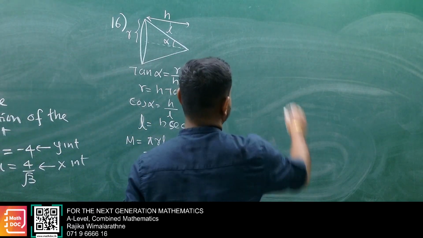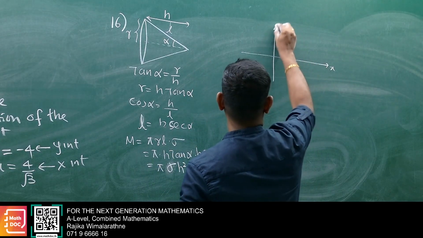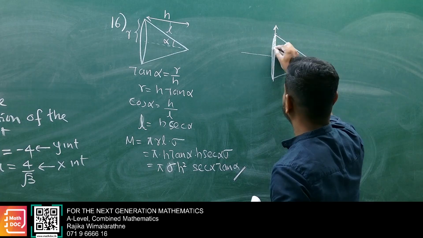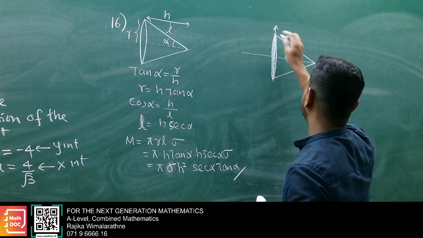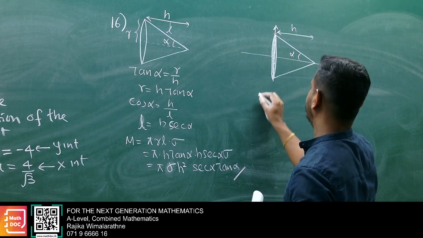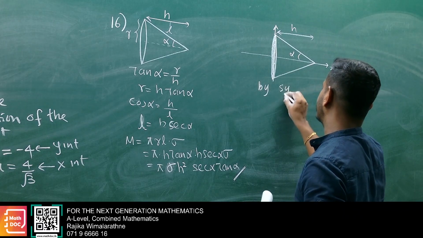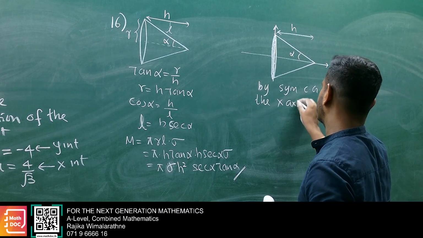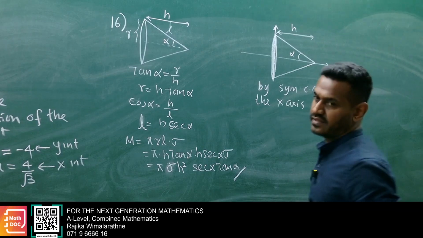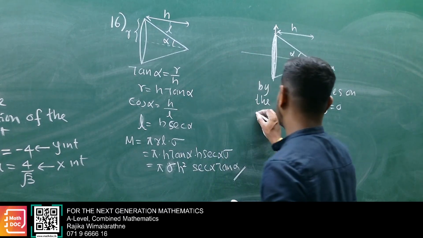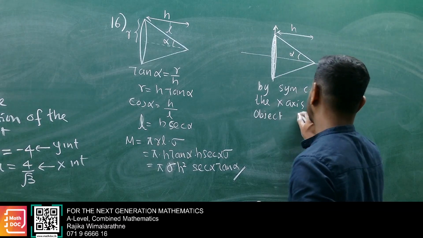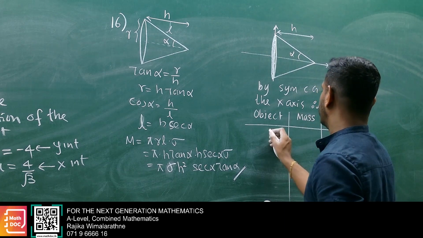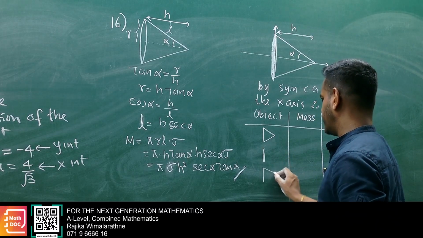Now, next case, for this cone a circular disc is attached. Circular disc is attached. Then height simply h, semi-vertical angle alpha. Then by symmetry, the center of gravity lies on the x-axis. Therefore, y bar is 0. Then take the table: object, mass, center of gravity. Here the cone, here the disk, then the combined body.